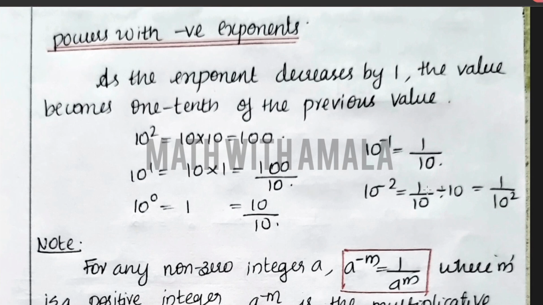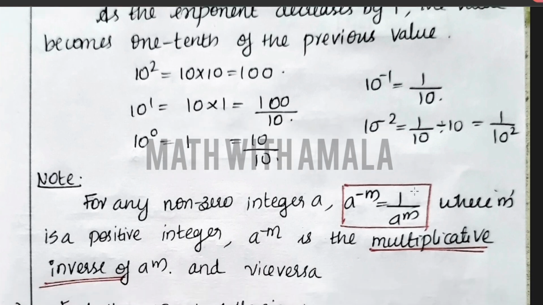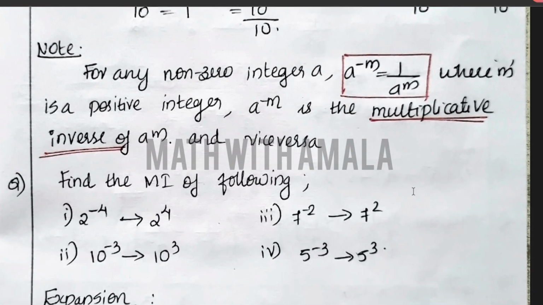Powers with negative exponents. As the exponent decreases by 1, the value becomes 1/10 of the previous value. Let's take 10 squared. This is 10 into 10, that is 100. 10 raised to 1 is 10, that is 100 by 10. 10 raised to 0 is 1, which is equal to 10 by 10. As the power decreases to 10 raised to minus 1, it is 1 by 10. The 10 will be moving to the denominator. 10 raised to minus 2 is equal to 1 by 10 divided by 10, that is 1 by 10 squared.